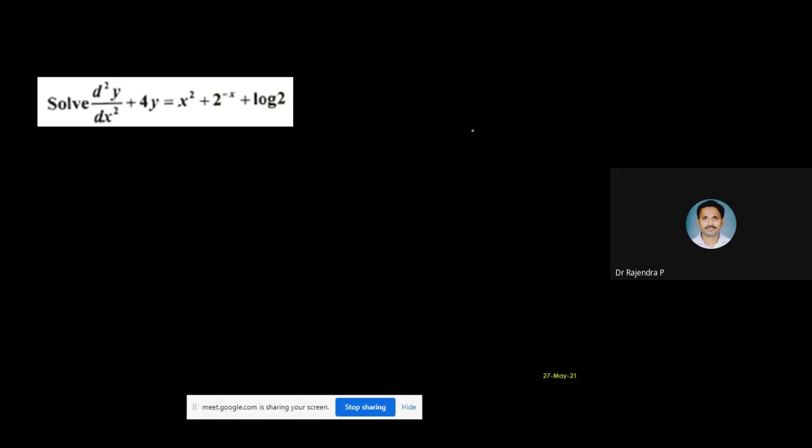Right. So this is a little bit different combination. I think the first and third combinations are there, and one is just a constant. Very easily you can handle this. Right. So anyway, anybody directly? I want the complementary function for this.